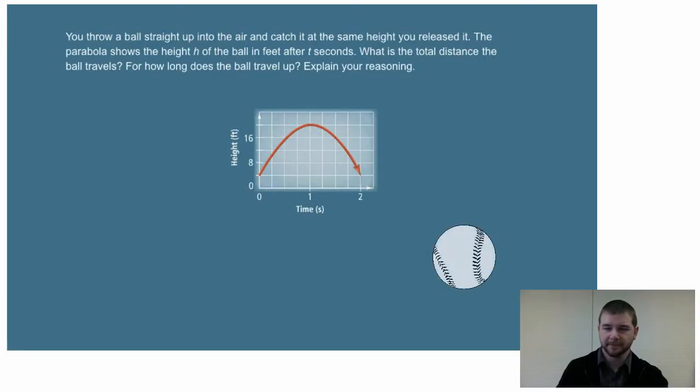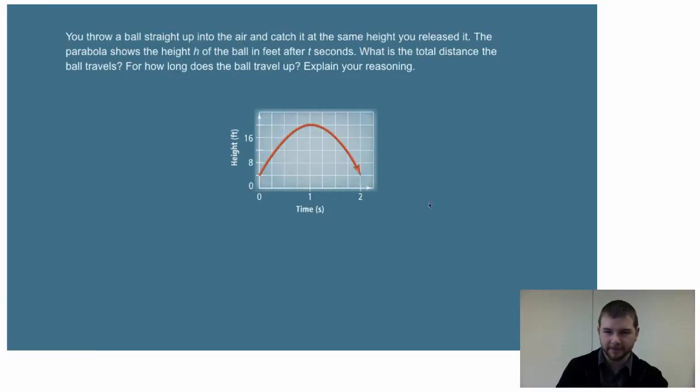Consider this situation. You throw a ball straight up into the air and catch it at the same height you released it. The parabola shows the height h of the ball in feet after t seconds. What is the total distance the ball travels? For how long does the ball travel up?